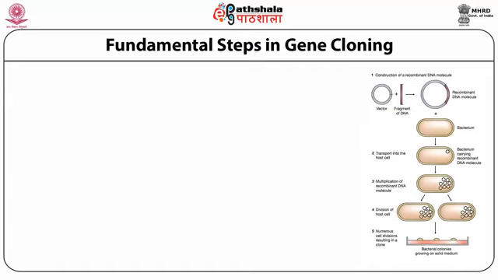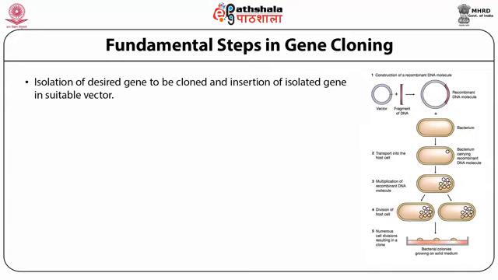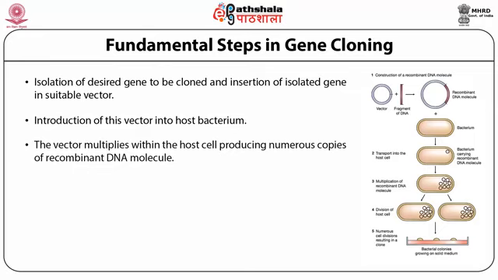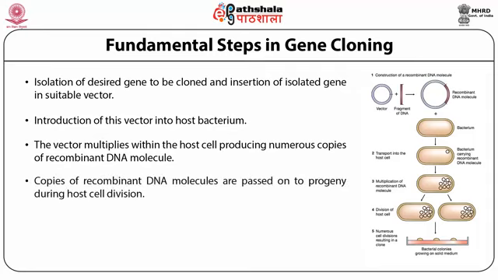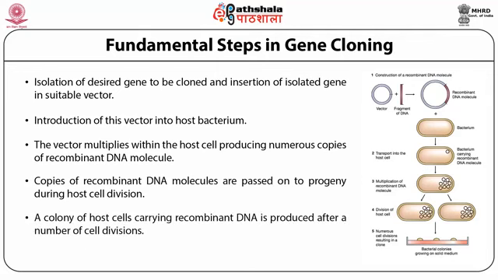There are four fundamental steps in gene cloning. They include isolation of desired gene, which is to be cloned, insertion of isolated gene in a suitable vector, introduction of this vector into host bacterium, which is known as transformation. In this, the vector multiplies within the host cell, producing numerous copies of recombinant DNA molecule, as shown here on the right side. Copies of recombinant DNA molecules are passed on to progeny during host cell division, and a colony of host cells carrying recombinant DNA is produced after a number of cell divisions.